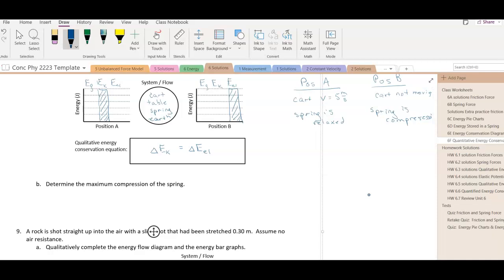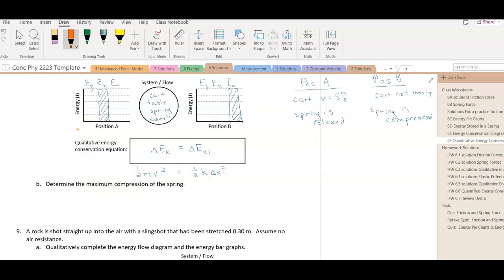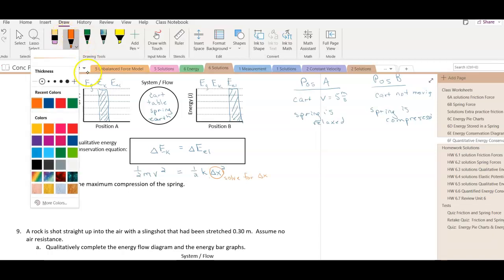So the first step is I take this equation and I'm going to replace the types of energy with the way to calculate that energy. So the kinetic energy I would calculate as 1/2 of the mass times the velocity squared. Elastic potential energy is 1/2 of the spring constant K times the displacement squared. And look, what it's asking me to find is the compression of the spring. I'm going to be solving for that delta X. It's a good idea to circle what you're going to solve for, right?